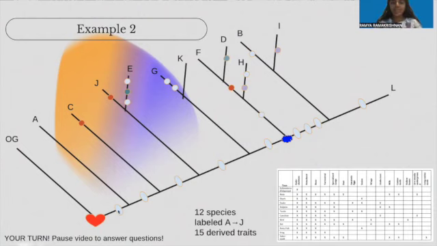I want to clarify that each of the blue circles mean that it's a distinct derived trait. So it's like 1, 2, 3, 4. But circles that are colored the same are the same derived trait. For example, these two green circles represent trait 8, which is for scales.